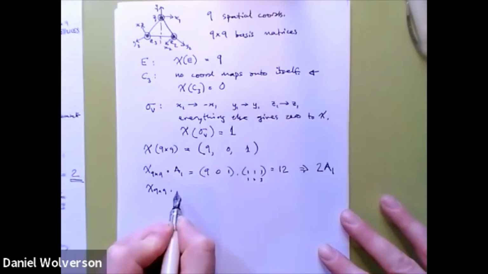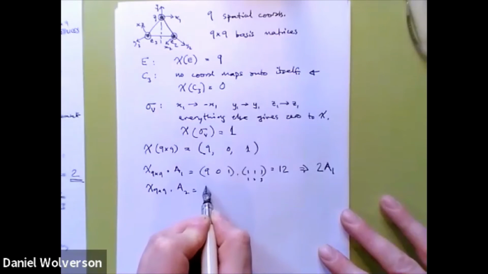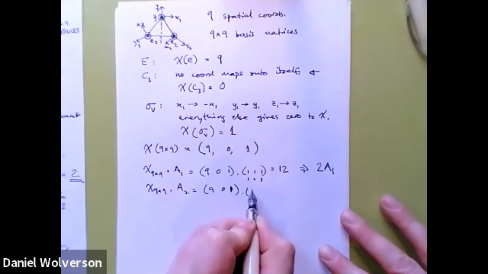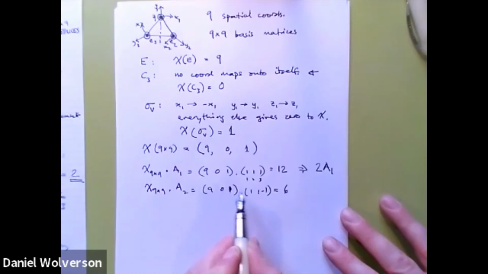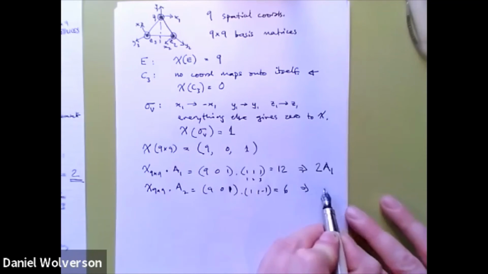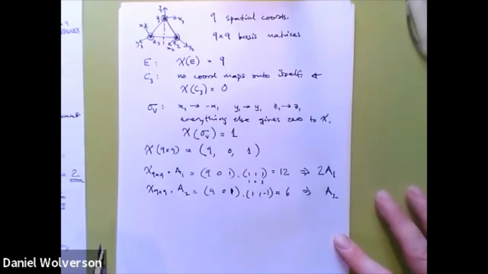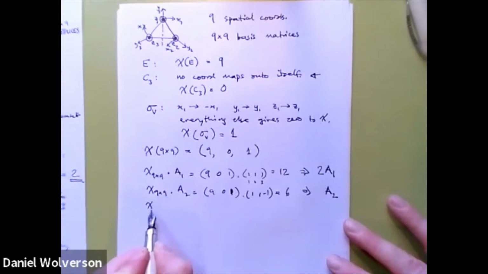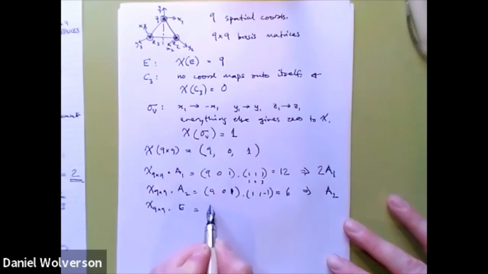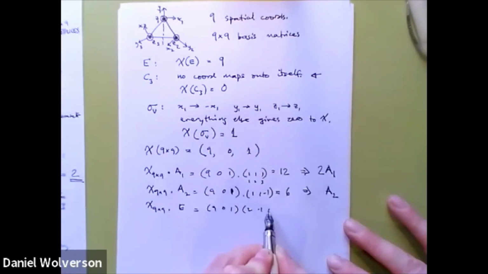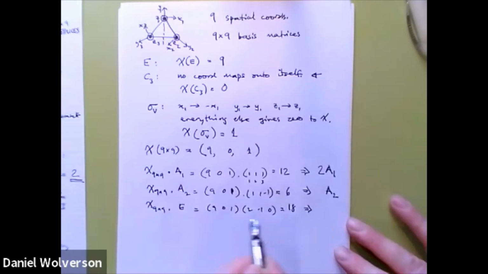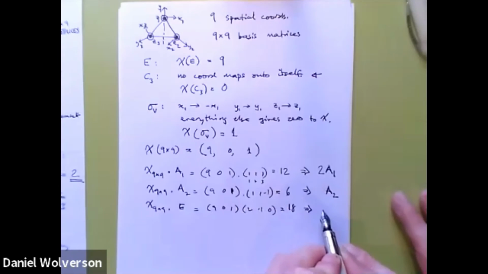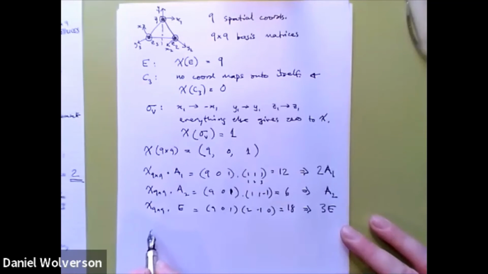Just pressing on with this example then, dotting with A2, we've got 9, 0, 1, dotted with 1, 1, minus 1, and that equals 6, because we've got 9, 0, and minus 3, so that equals 6. So A2 now appears. We didn't have an A2 before. And for our E mode, 9, 0, 1, dotted with 2, minus 1, 0, gives me 9 times 2 is 18, 0, 0, 18, divided by h, which is the order of the group, gives me 3E.